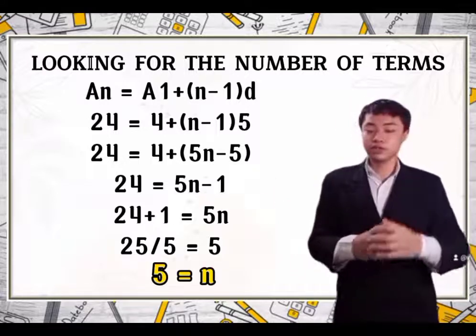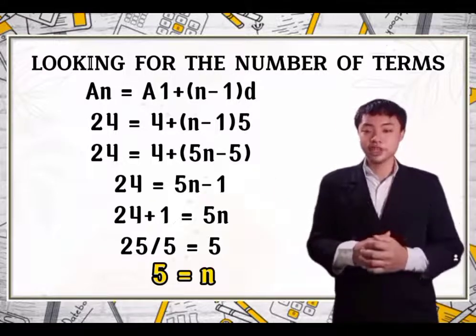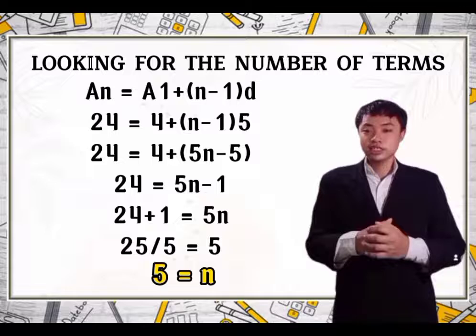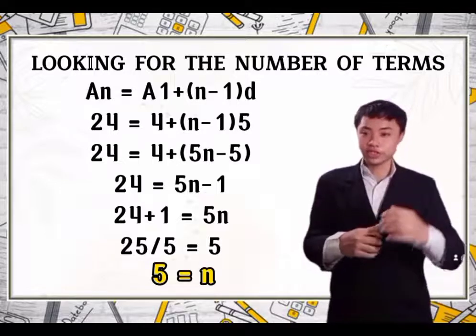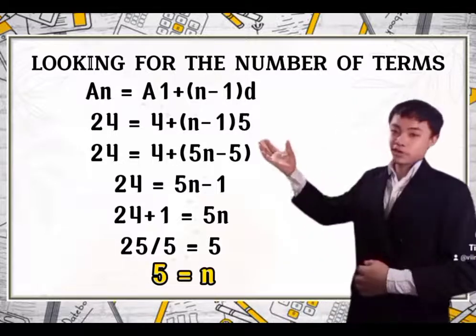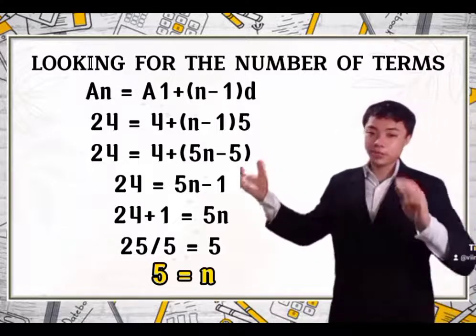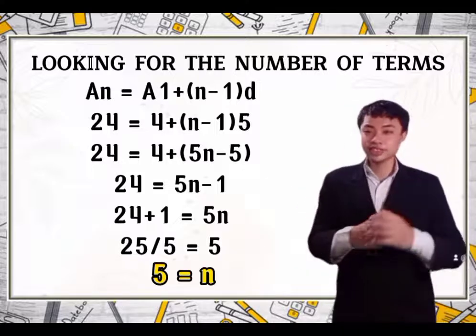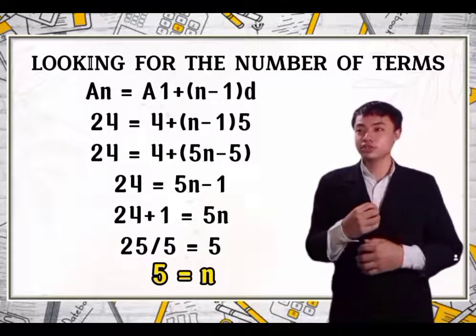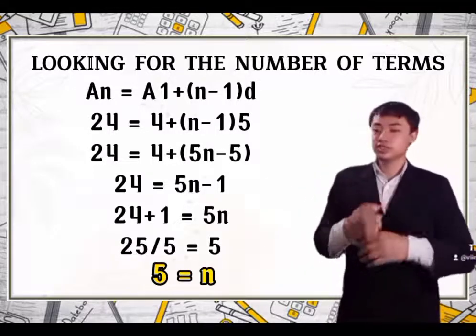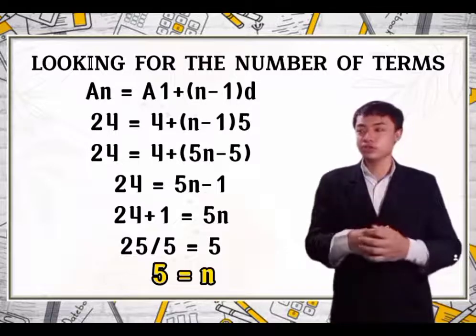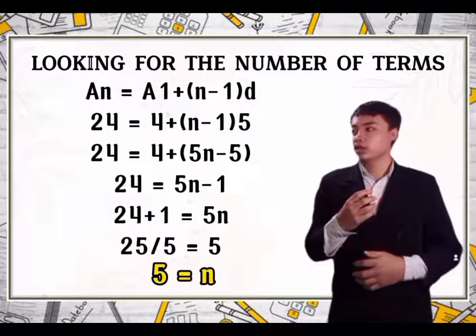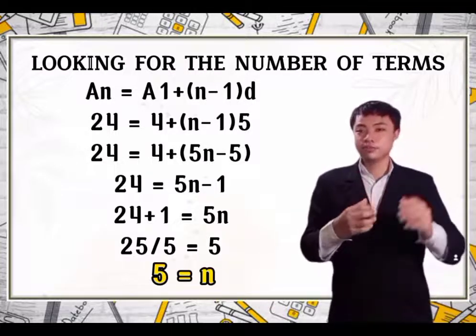Then the next step is we're going to transpose 1 beside 24. That means its sign will change into positive. So 24 plus 1 equals 5n. Next step, in order to cancel 5n, all we have to do is divide both sides by 5.